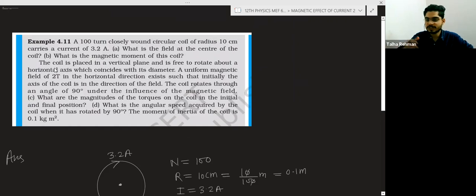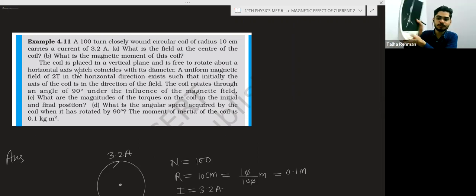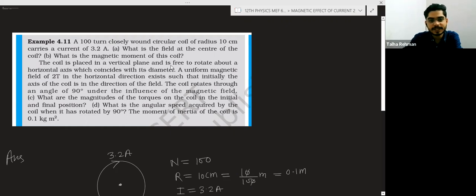Now the question changes. They are saying the coil is placed in a vertical plane and is free to rotate about the horizontal axis. So your coil is placed like this, and this coil is free to rotate like this, and the coil is a circular coil. The coil is placed in a vertical plane and free to rotate about the horizontal axis, which coincides with its diameter.